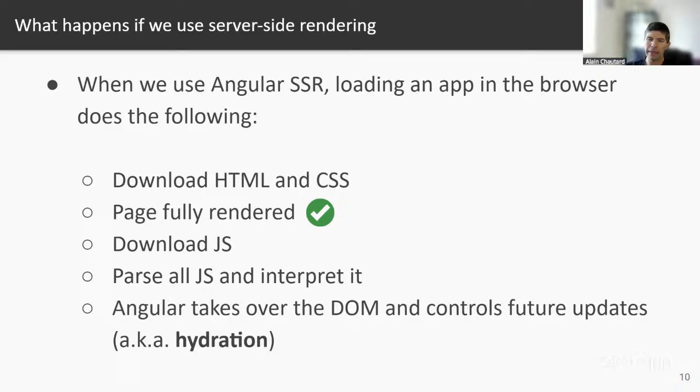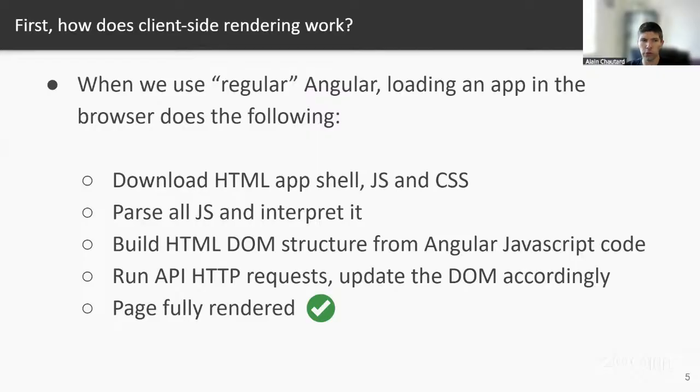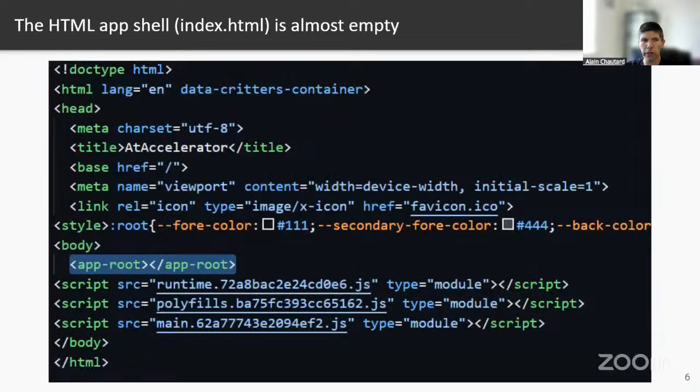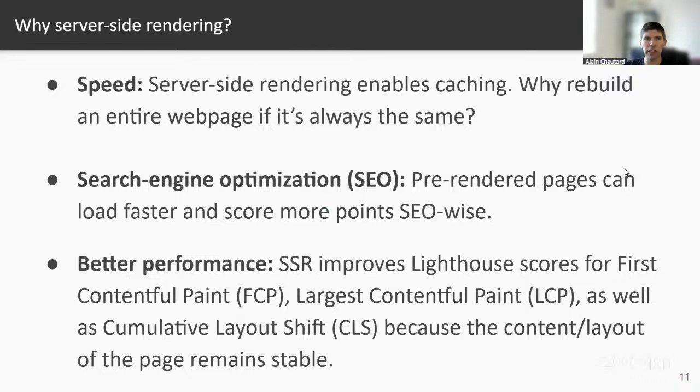So the user gets something in a ready state on the screen a lot faster. And just as a reminder, before, page fully rendered was the last step. If you do regular client-side Angular, all of these steps have to happen before the page is fully rendered. When you switch to server-side rendering, your page is fully rendered instantly. And so that changes a lot of things, because what this is going to enable is faster loading time, right? Server-side rendering is going to get your page loaded almost instantly.